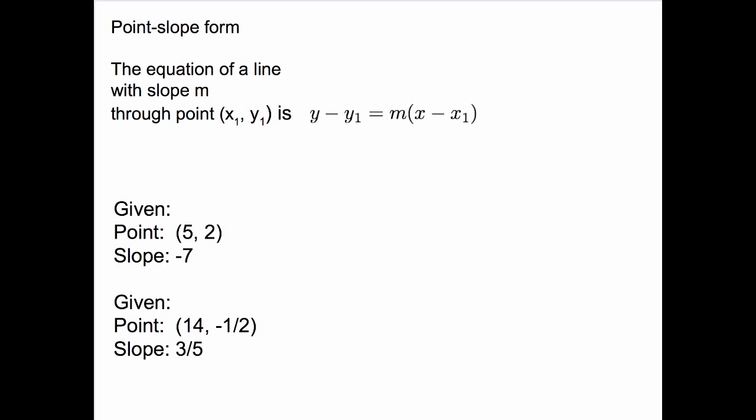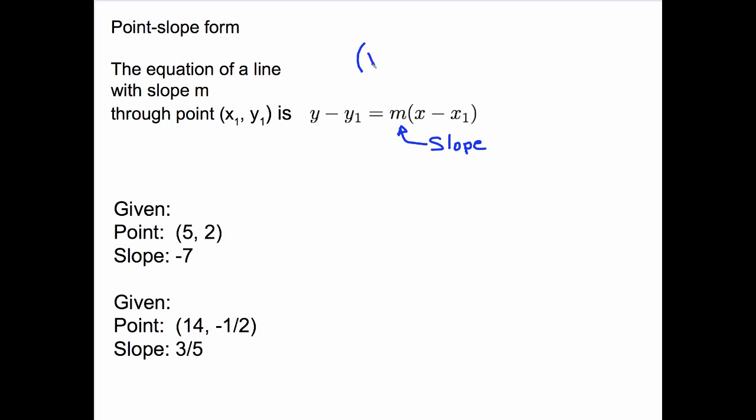The point-slope form of a linear equation can be used to conveniently write an equation when you're given either 2 points or a point and a slope. The definition of point-slope form is that when you have a line with slope m through a point (x1, y1), then the equation is y minus y1 equals m times (x minus x1).